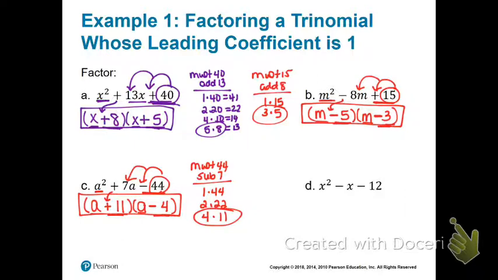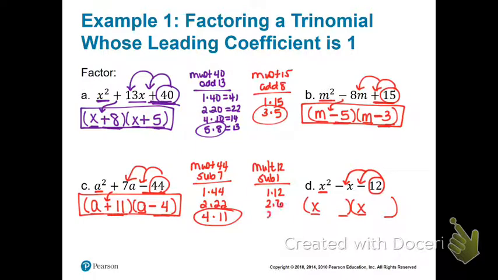And then D, same thing: no greatest common factor, 3 terms, simple, so open your parenthesis. Your first terms have to multiply to be x squared, which are x and x. Your last terms are going to multiply to 12 and also subtract to 1. So 1 times 12, 2 times 6, 3 times 4, 4 times 3, I'm repeating myself.